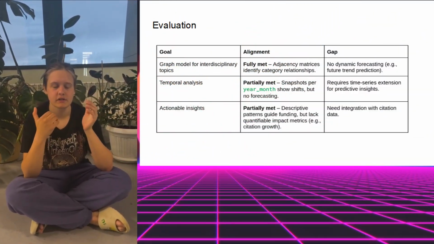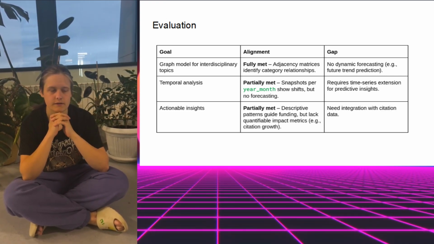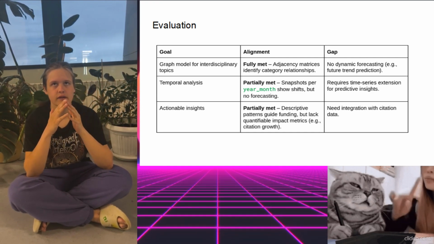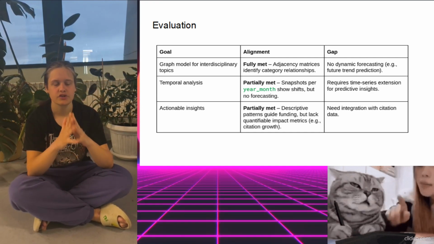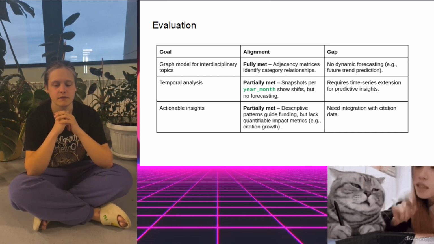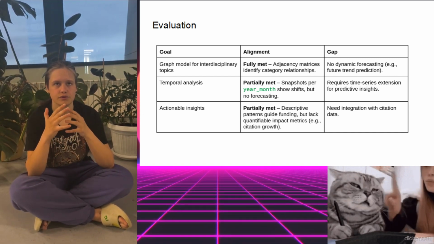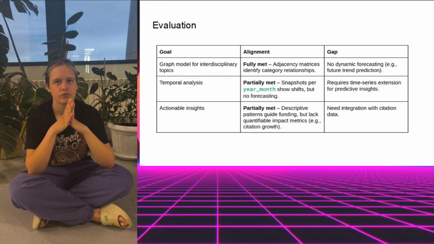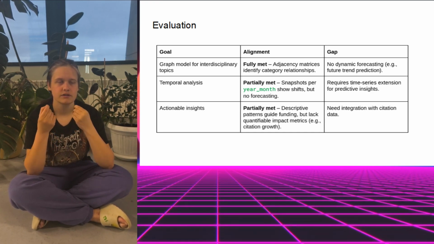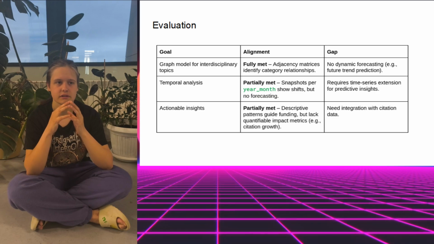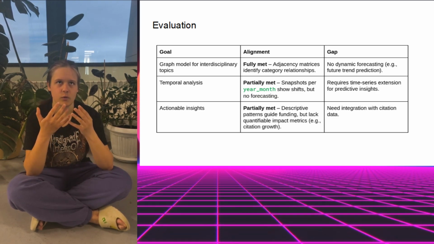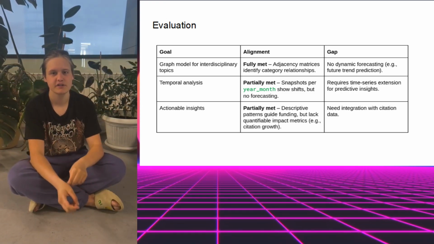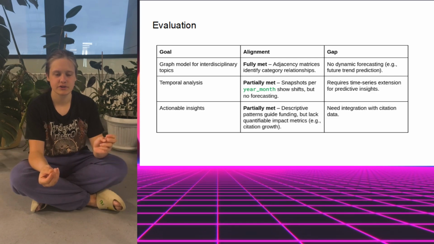As for the technical goals evaluation, we may state the following. Our graph model can predict adjacency matrices that represent the interdisciplinary bonds. However, it lacks prediction of forecasts, so it produces some static result and not one evolving in time. Those adjacency matrices enable us to identify research category relationships.